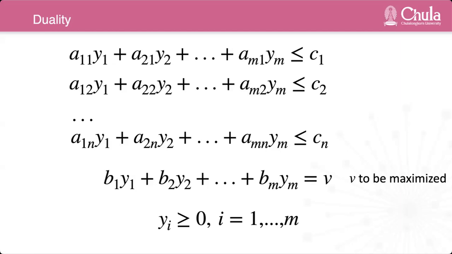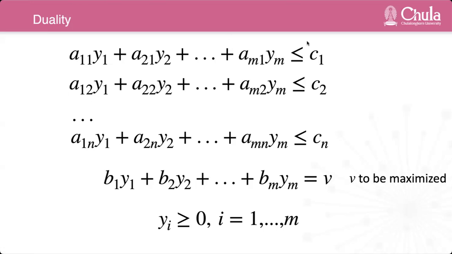The constraint contains A11Y1, A21Y2, yes, lesser or equal C1, C2, C3 to Cn. Okay. And the objective function is in maximized form of B1Y1 plus B2Y2 plus and so on, BMYM. Okay. And all Y variables are restricted to be non-negative.